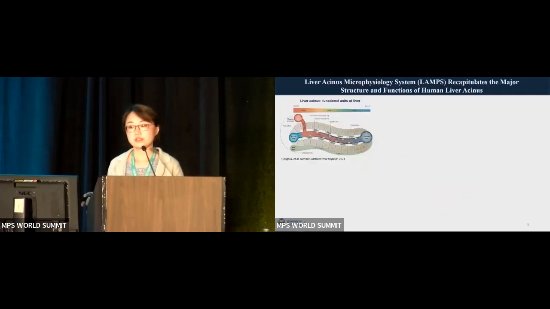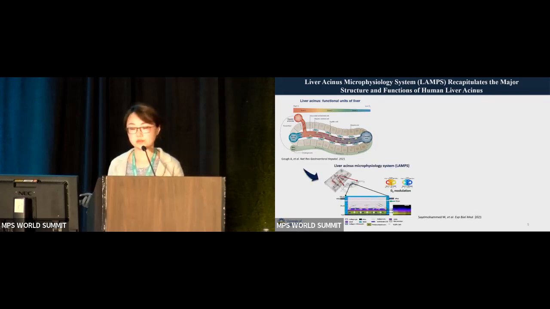We have built the lipid acinus microphysiology system, or LAMPS, to recapitulate the major structure and function of human liver. The liver acinus is the functional unit of the liver, which consists of hepatocytes, Kupffer cells, stellate cells, sinusoidal endothelial cells, and cholangiocytes. The blood flow in it creates the oxygen gradient zonation. Based on this physiological structure, we build our LAMPS model.